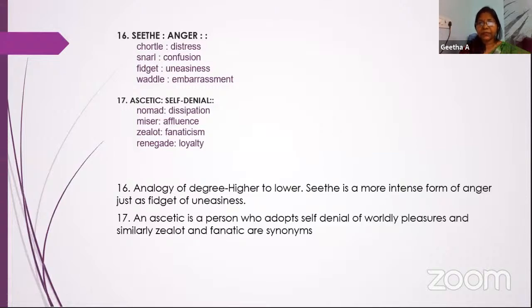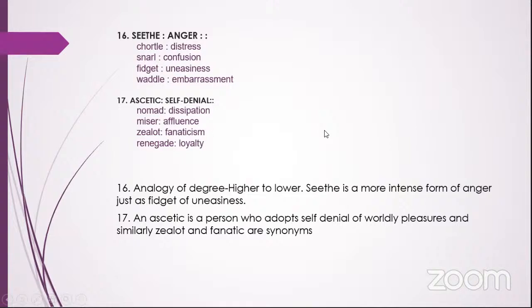An ascetic is a person who adopts self-denial of worldly pleasures. And zealot and fanatic are also synonyms. A person who is ascetic is a self-denial person. He has adopted self-denial, and he just doesn't want any worldly pleasures. It is like sadhus, we say, right? So we have zealot and fanatic, which are synonyms. And miser and affluence are opposites, right? Renegade and royalty also are opposite. So this is the only one which has synonymous words. So we will move on.